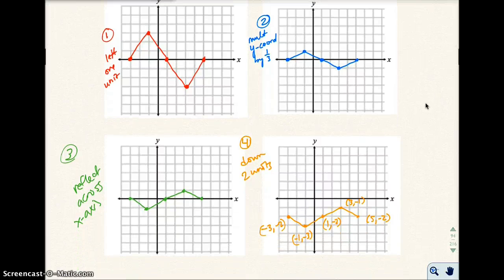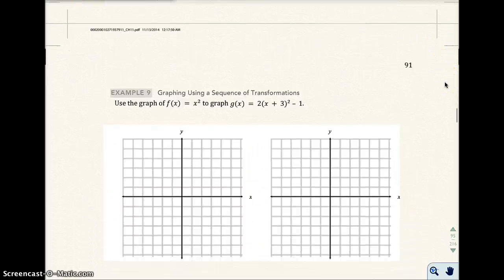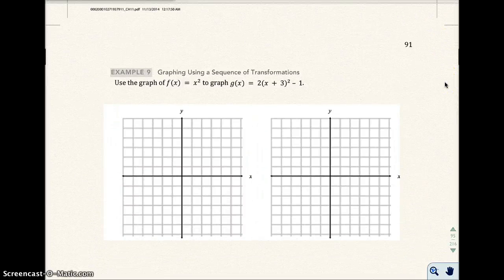Again, if you're watching the video and you're trying to copy it down or check your answers, you can feel free to pause anytime and you can look at the graphs. Okay. I'm going to go ahead and move on to example 9, and we do the same thing. But this time, instead of giving you the original function, they're going to make your own original function.